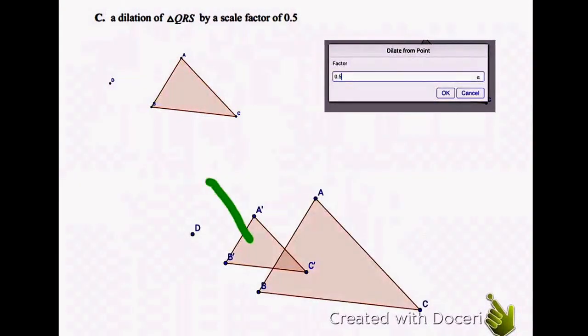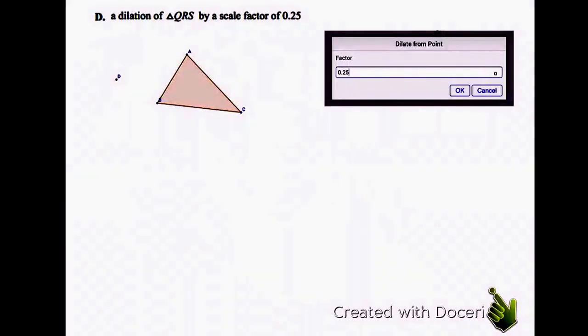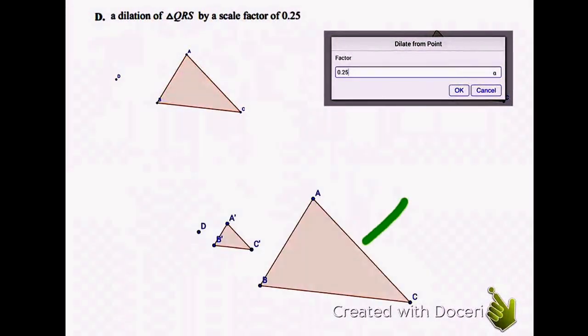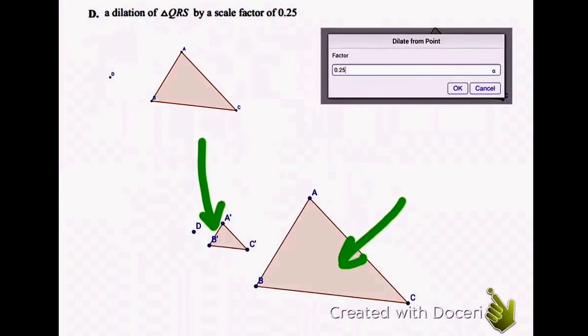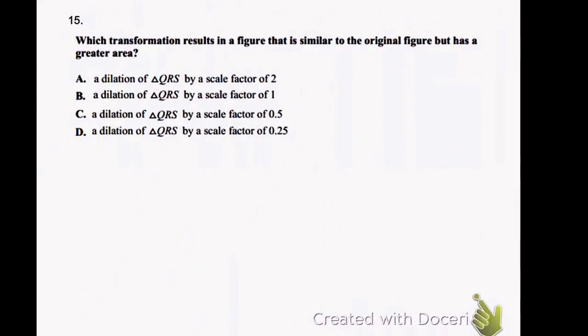C. A dilation of triangle QRS by a scale factor of 0.5. So if I tell it to do a scale factor of 0.5, I compare. This is my image. How does my image compare to my pre-image? D. A dilation of QRS by a scale factor of 0.25. So if I use GeoGebra to tell it to dilate by 0.25, here's my comparison. This is my pre-image. This is my image. So how does my image compare to my pre-image? Use the pictures from what we've just gone through to determine which transformation produces a figure that has a greater area.